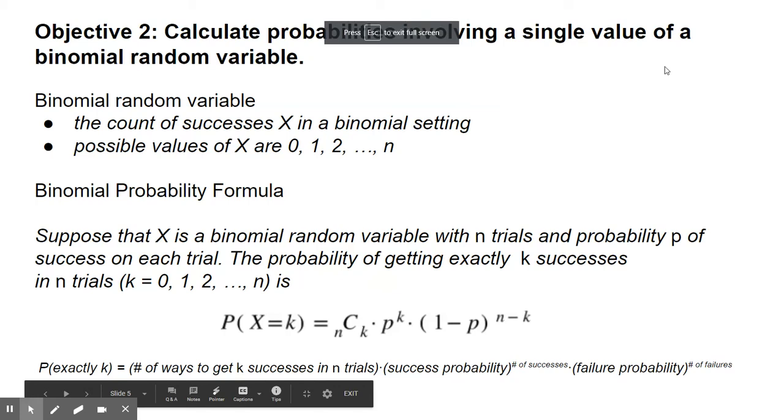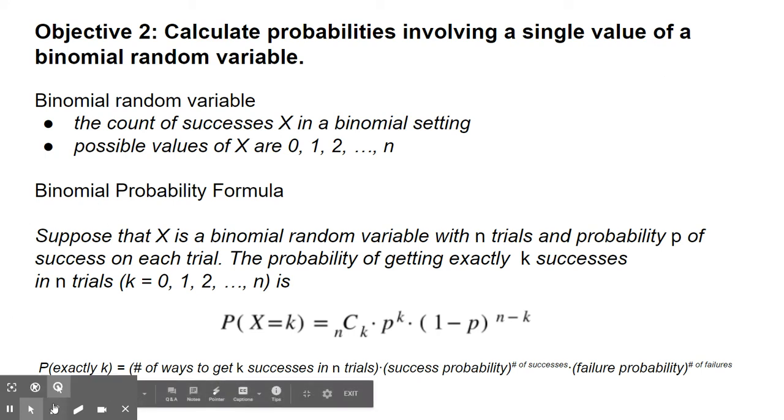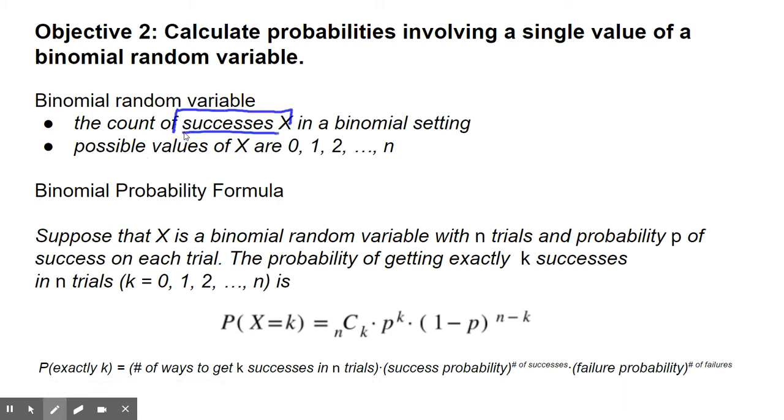Okay, so now we're going to talk about a formula used to calculate the probability of a single value for a binomial random variable. So again, understand when we're talking about binomial random variables, we are talking about the count of successes, right? So the number of successes, that's what our variable represents, the number of successes. And your number of successes can take on any value between 0 and n.